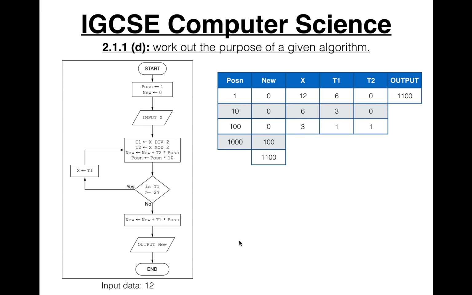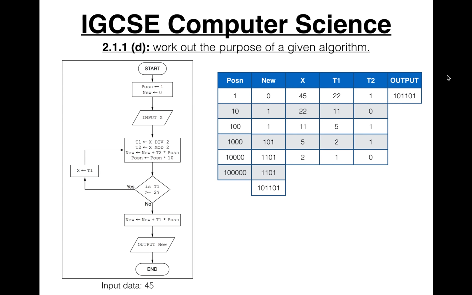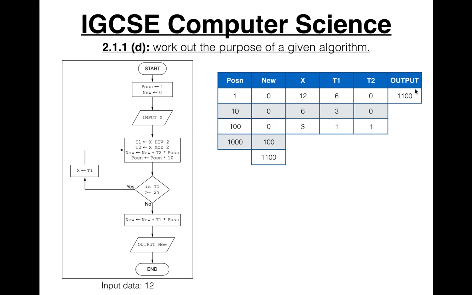So here's our original one with the input data 12. Now, what do you notice about both this and this, both 12 and 45? What do you notice about the outputs? Well, they're all ones and zeros. So what can that mean? Well, we remember from the very first topic that binary consists of ones and zeros. So could this algorithm convert a decimal number into binary?